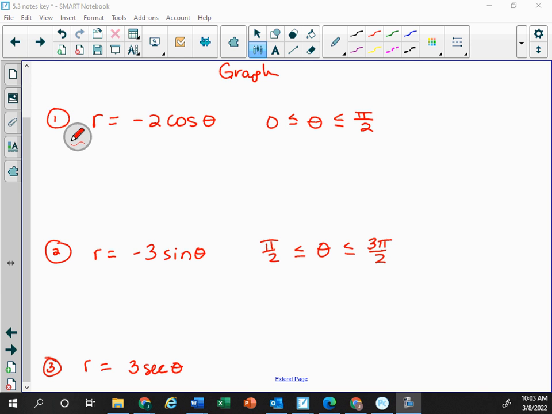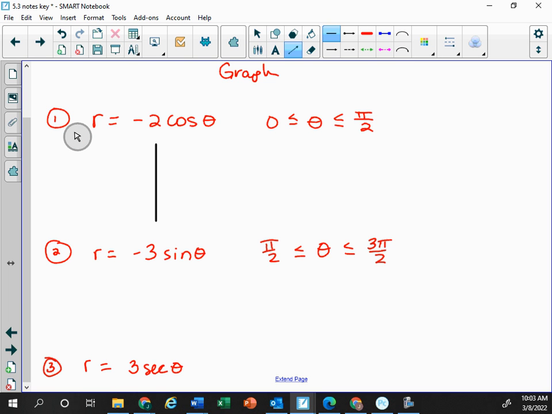Okay, guys, let's go through your warm-up here. Draw. Clearly not a polar grid, but that's okay. We'll still graph on here. So r equals -2 cosine theta.